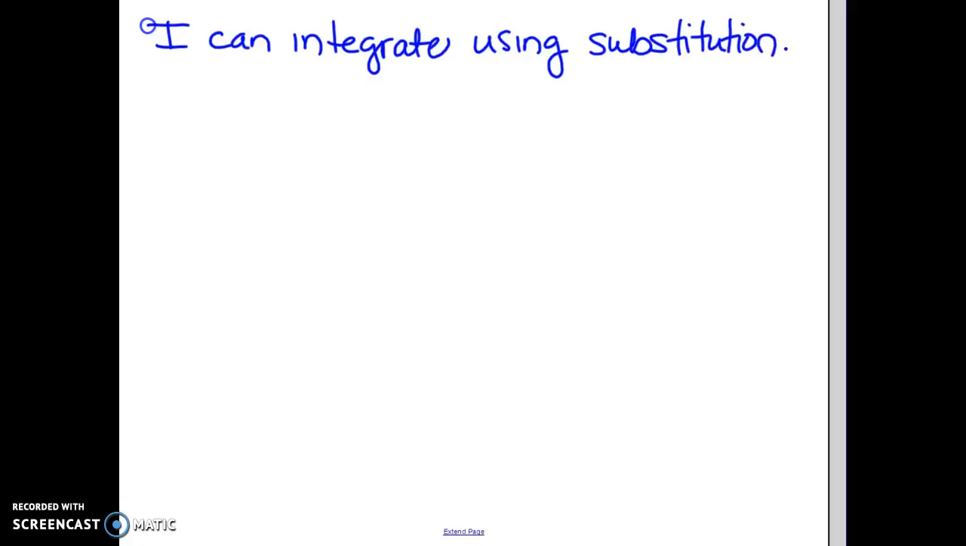For example, we have learned all sorts of integration. But what if I'm given something like this? It is indefinite, right? But how am I going to integrate this?